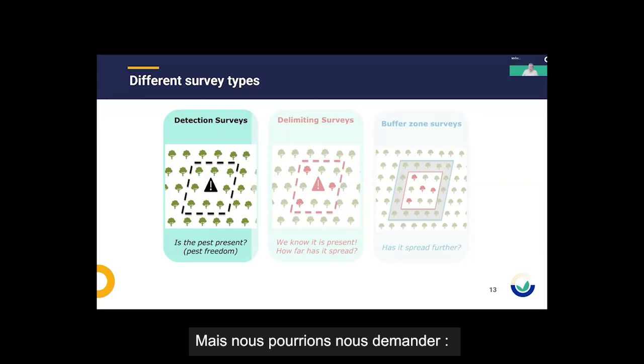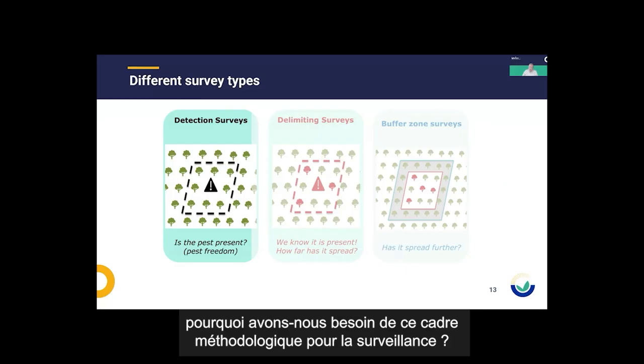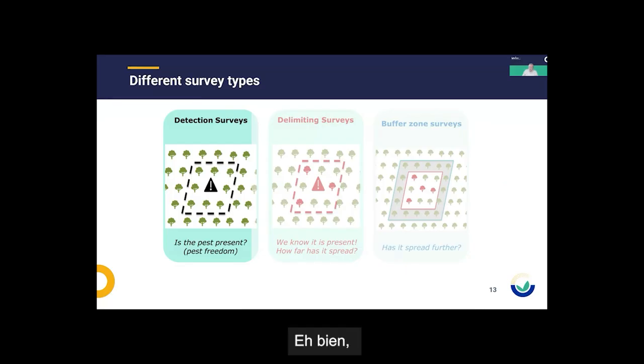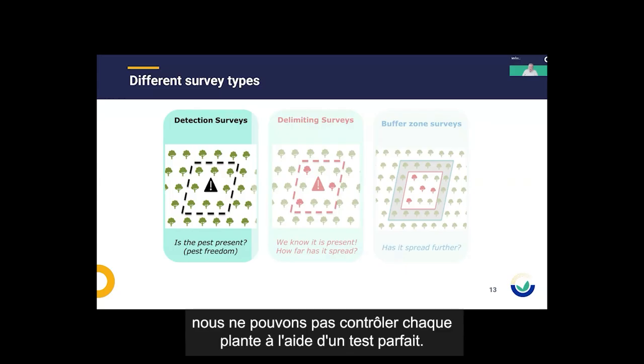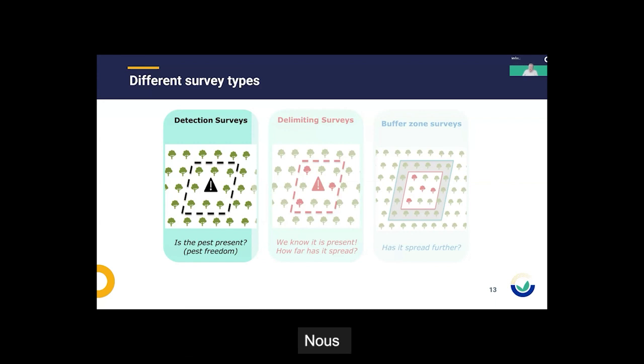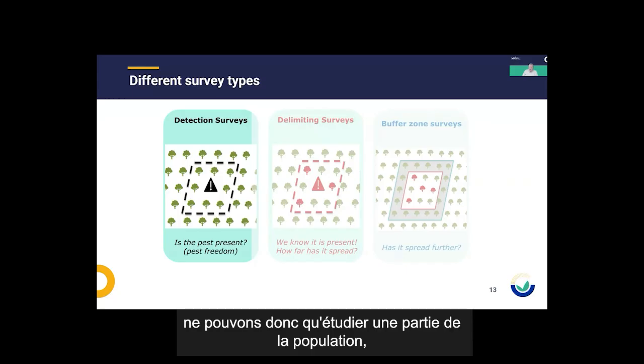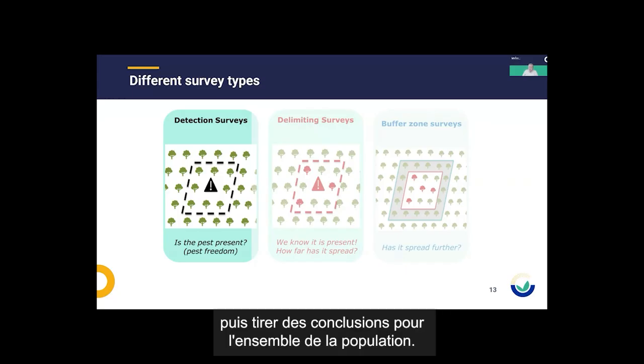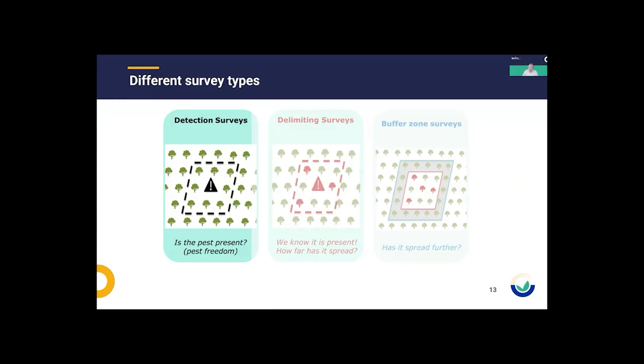But we can ask, why do we need this methodological framework for surveillance? Well, it's clear that we cannot check every single plant using a perfect test. This is just impossible. So instead, we can only survey part of the population and then draw a conclusion for the whole population using this part of the population we can survey.